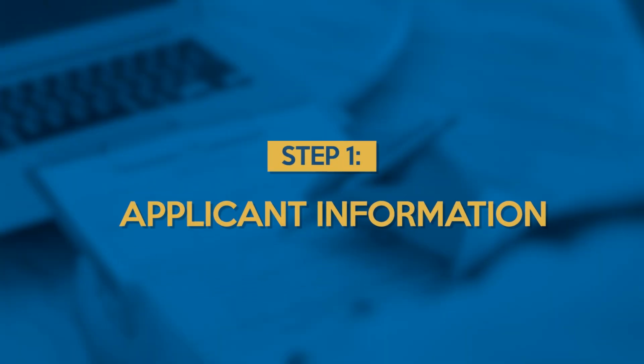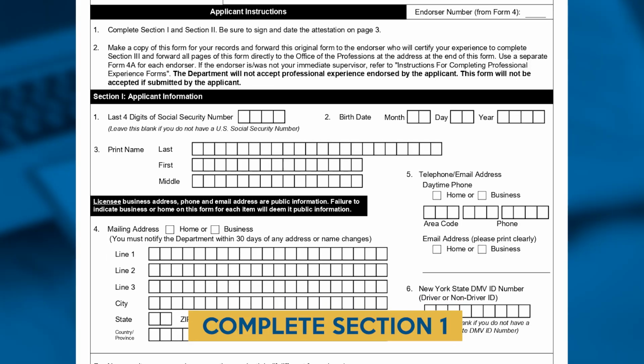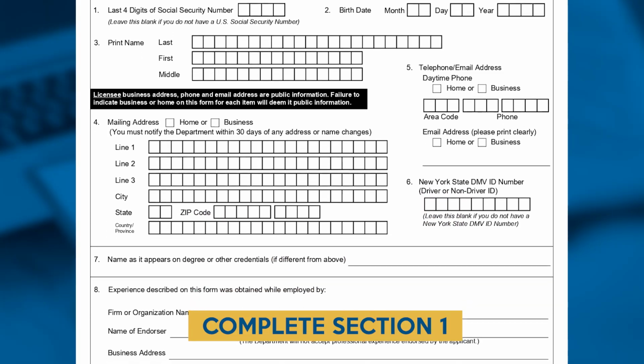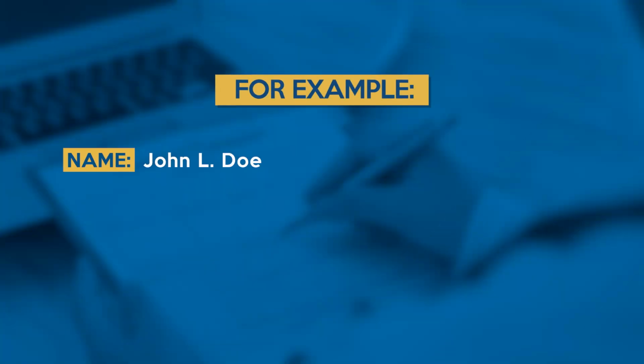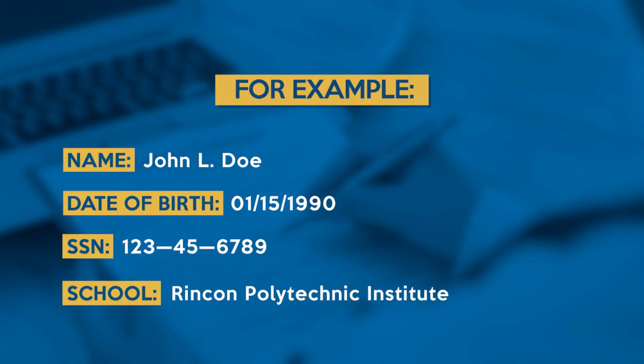Step 1. Applicant information. You, the applicant, complete Section 1. Enter your full name, date of birth, social security number, or assigned ID, and the name of the university where you earned your degree. For example, name, John L. Doe. Date of birth, 1/15/1990. Social security number, 123456789. School, Rincon Polytechnic Institute.